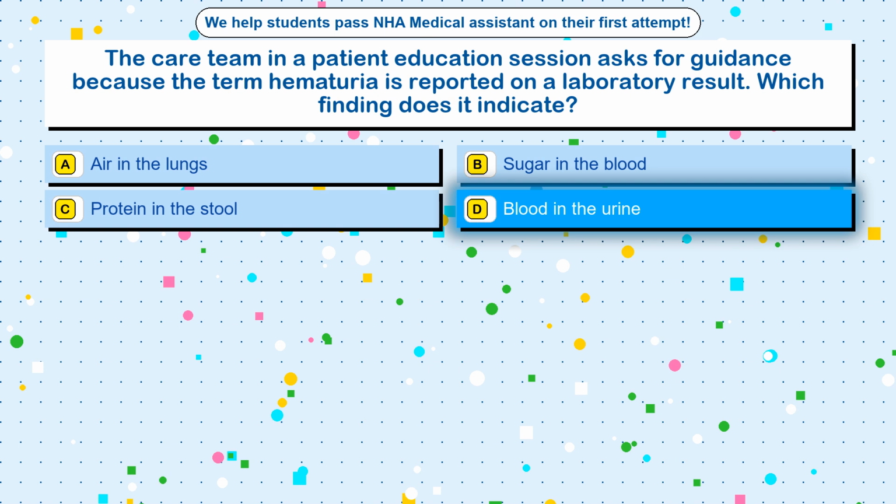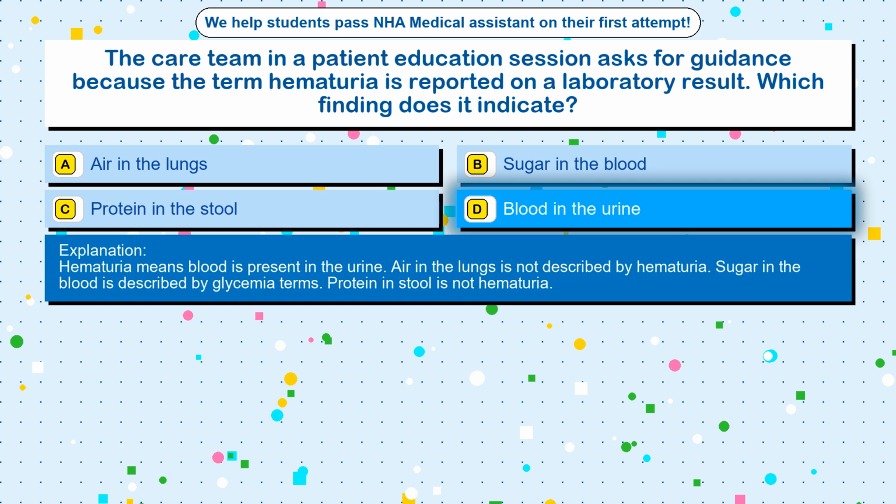Blood in the urine. Hematuria means blood is present in the urine. Air in the lungs is not described by hematuria. Sugar in the blood is described by glycemia terms. Protein in stool is not hematuria.